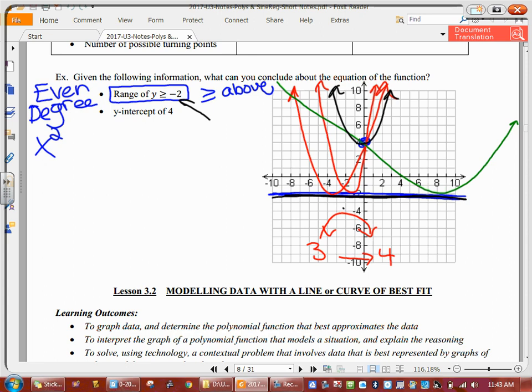Okay, fill the chart. Okay, we've got a couple minutes. Let's take a look and make sure you've got the right information.